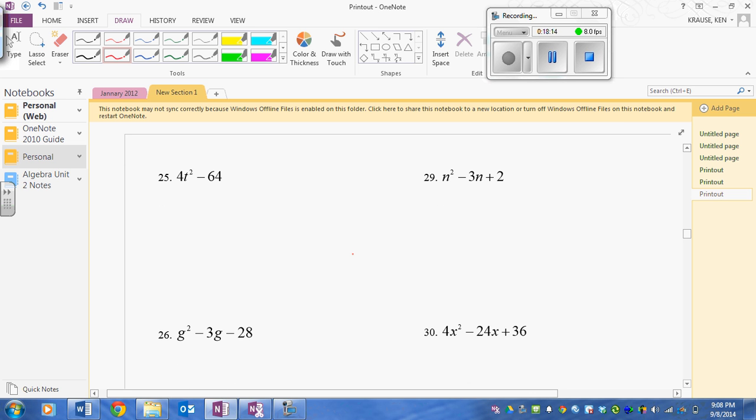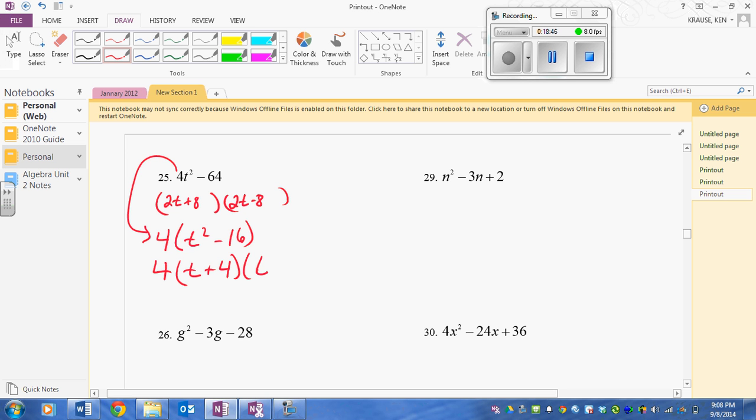So this is the difference of perfect squares. And someone might be inclined to just say, oh, okay, that's 2t plus 8, 2t minus 8. But what I really should have done here is take out the GCF first. If I take out the 4, which is the GCF, I'm left with t squared minus 16, which is also the difference of perfect squares, which is t plus 4, t minus 4.